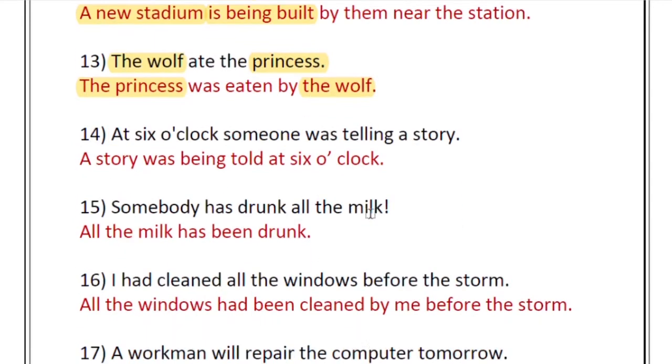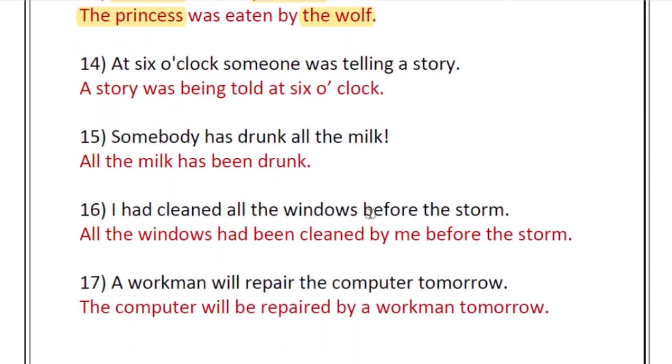Coming to sentence number 14. At 6 o'clock, someone was telling a story. So, who was telling? Someone. This is the subject. Which one is object? A story. So, a story comes in front. Now, what is the tense? Was telling. That means past continuous. So, a story was being told at 6 o'clock. Remember to add this word being whenever there is a continuous tense.